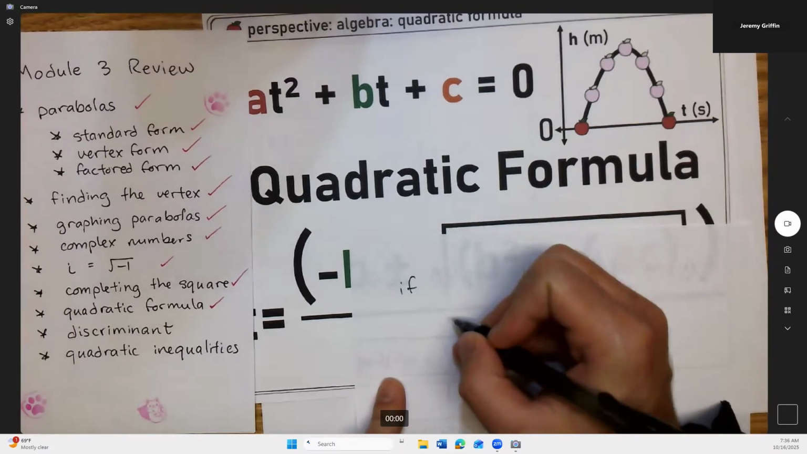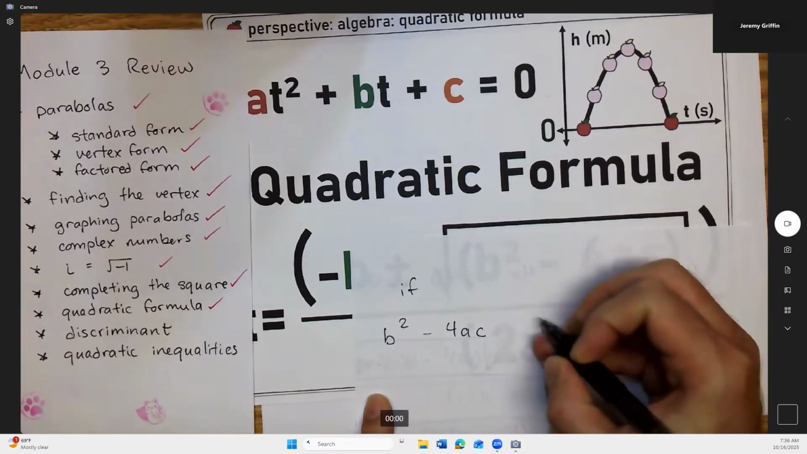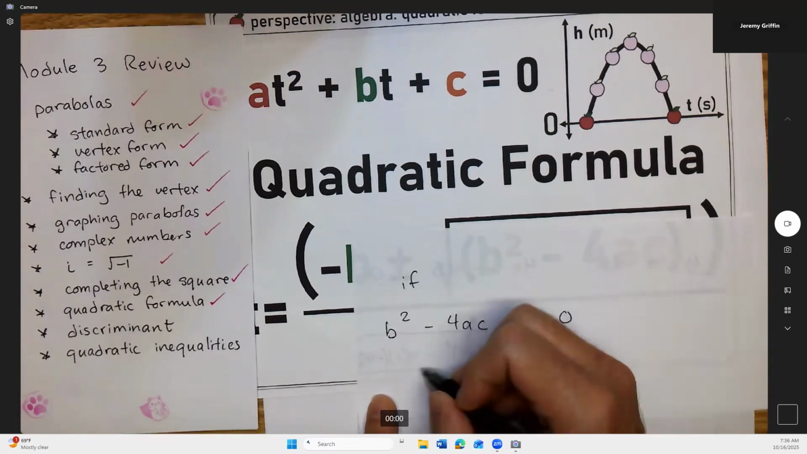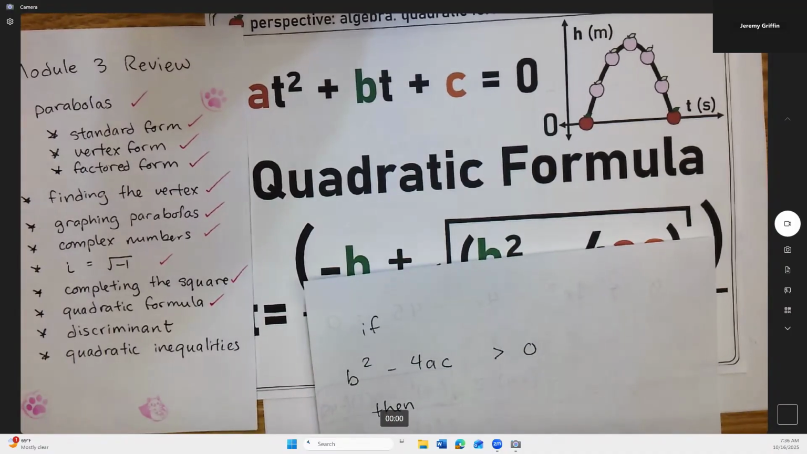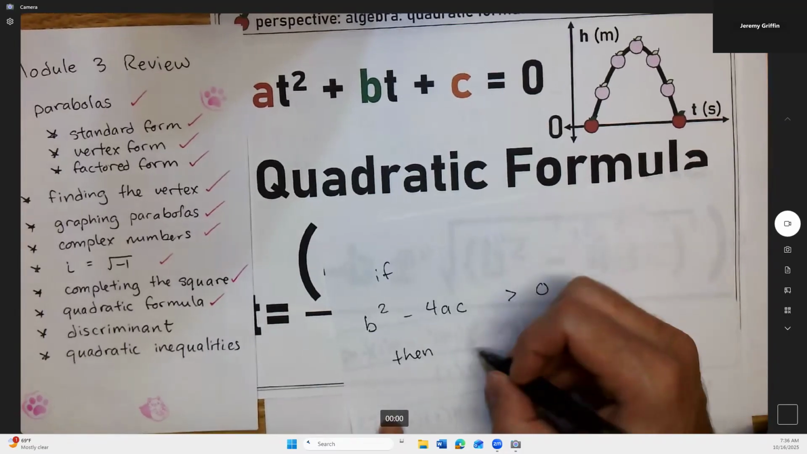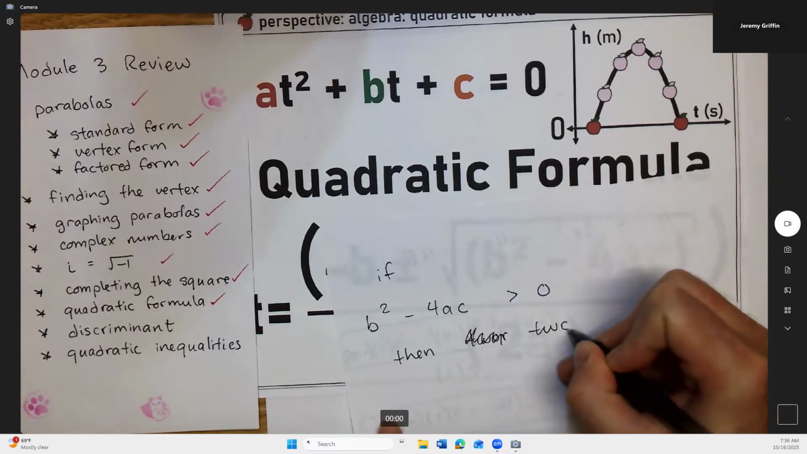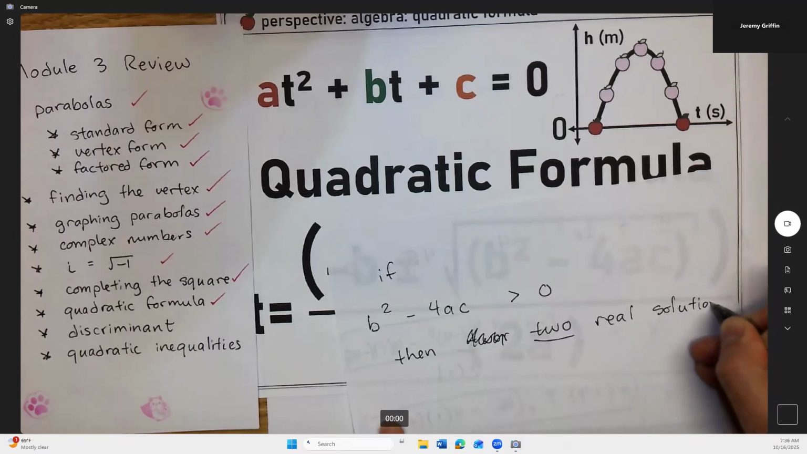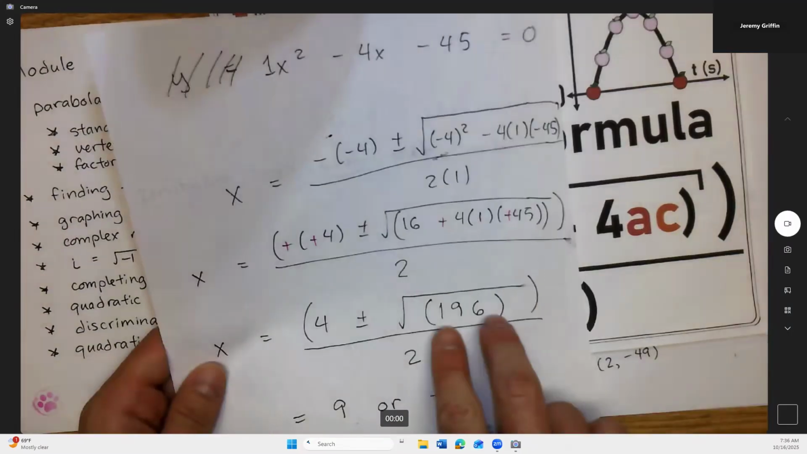If b squared minus 4ac is greater than 0, then, okay, I'm organizing this. So if this is positive, then you have two real solutions, just like I just showed you guys. That's exactly the last thing I did. Okay. So this came out positive.